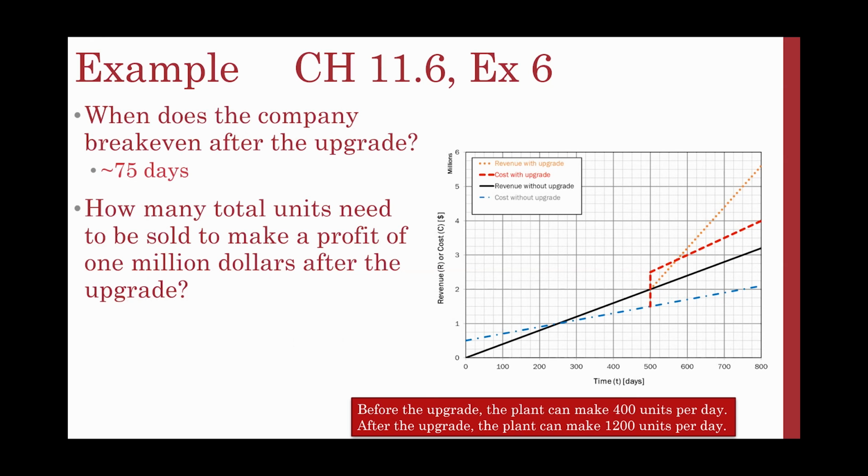And how many total units are needed to be sold to make a profit of $1 million after the upgrade? I need the difference between the orange line and the red line to be $1 million, which occurs after approximately 332,000 units, because after the upgrade, the plant can make 1,200 units per day. Based on the number of days it takes to generate that profit, you can calculate the total number of units sold. So that's how they do a basic break-even analysis.